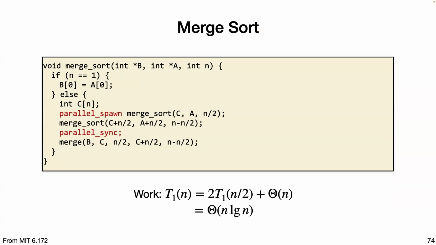Okay. So, like I said, merge sort, you spawn the two halves, you sync, and then you merge. After this, both halves should be sorted. So the work is unaffected by this, similar to in quicksort. Work is still n log n. T of n is 2T of n over 2 plus theta n.